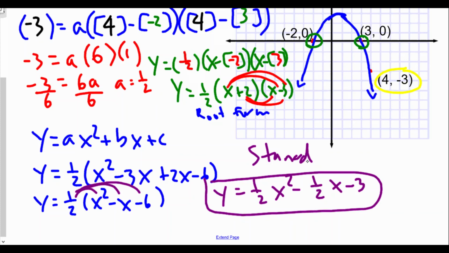Standard form. And there you go. We go from root form to standard form just by distributing everything. All right, ladies and gentlemen, that's going to be the last thing we do for our root form of parabola homework review part 3. Let me make this full page in case you want to see everything.